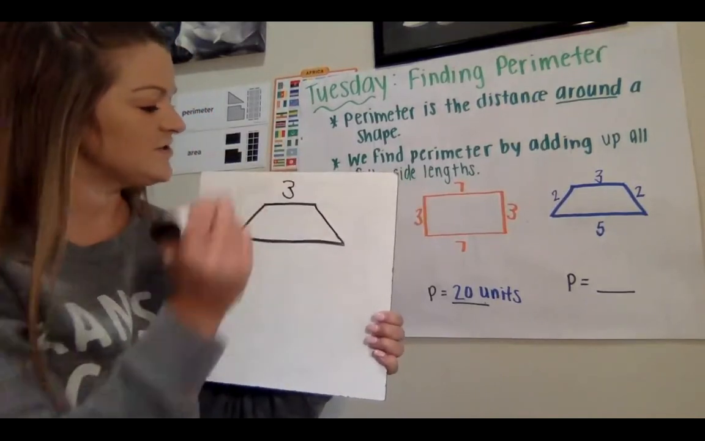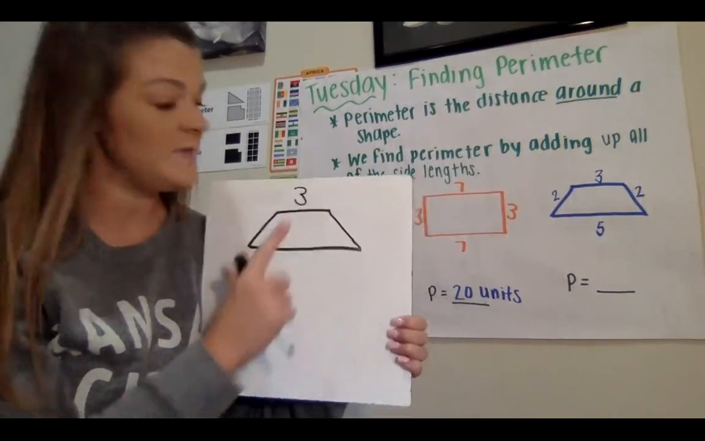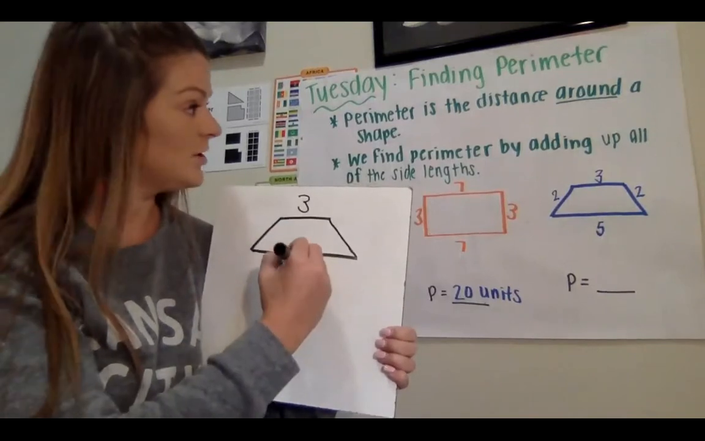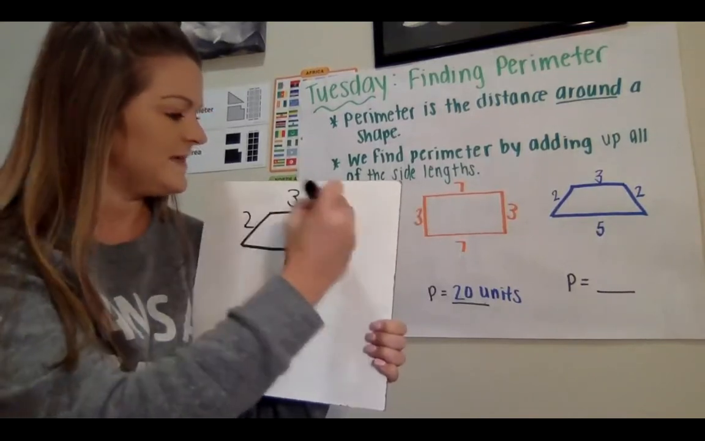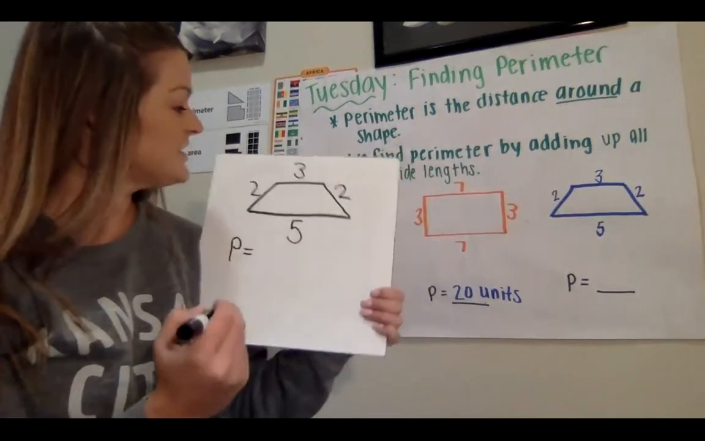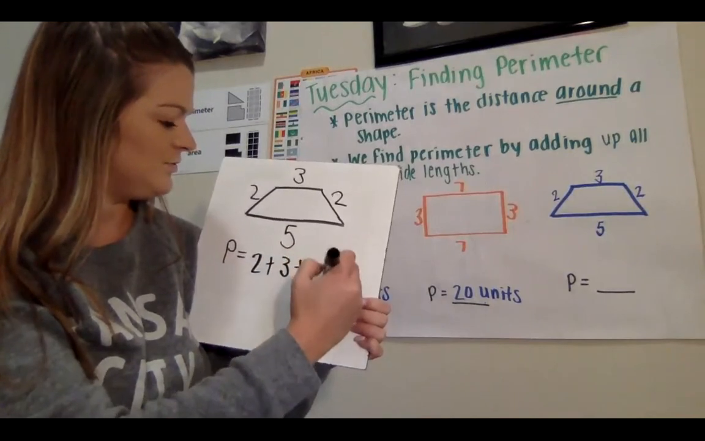I see my top is 3. Now this shape is not a rectangle, so we can't assume that the top is equivalent to the bottom. This side is 3, this side is longer, it's 5, and then these two are equal, 2. Go ahead and write my equation. Perimeter equals 2 plus 3 plus 2 plus 5.